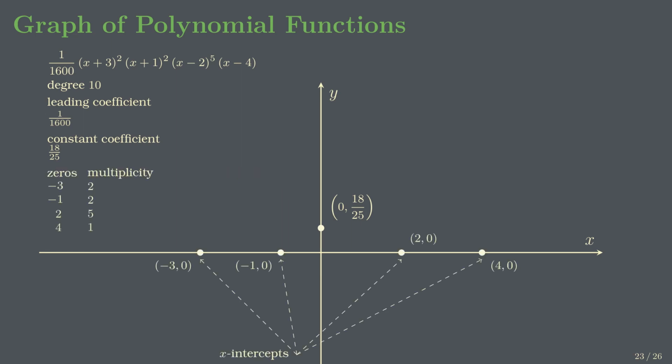Okay. So now we can also identify all the zeros and their multiplicities for the polynomial function. Remember that for a zero of a polynomial function, when we evaluate f at each zero, we get 0. So this gives us all the x-intercepts of the graph of the function. Here we have 4 x-intercepts, meaning 4 intersections between the graph and the x-axis: minus 3, 0; minus 1, 0; 2, 0; and 4, 0.